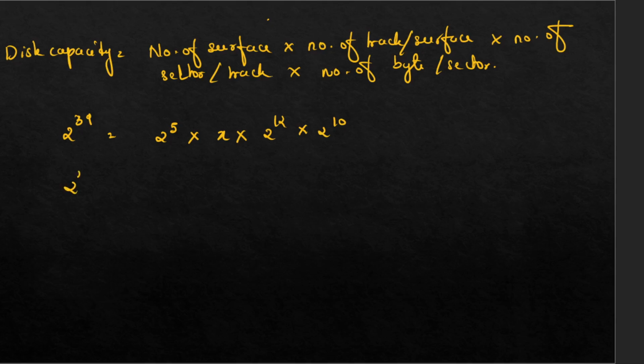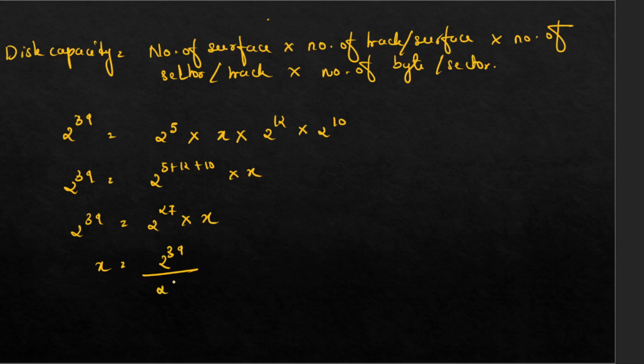So this is 2 to the power 39. Now if you just add 5 plus 12 plus 10 into x like this, so 2 to the power 39 equals 2 to the power 27 into x. Now if you divide 2 to the power 39 by 2 to the power 27, x equals 2 to the power 39 minus 27. So it will be 2 to the power 12, and 2 to the power 12 is nothing but 4096.